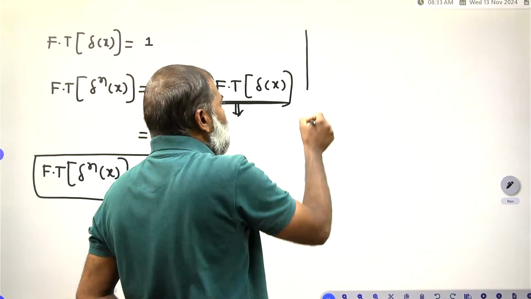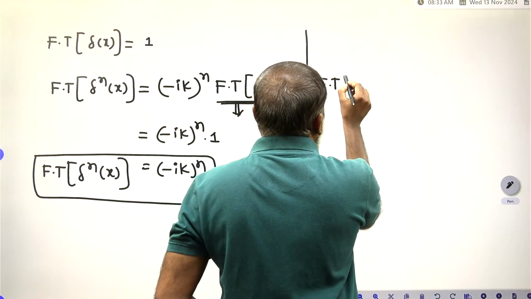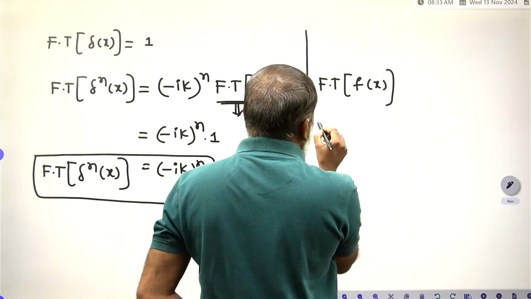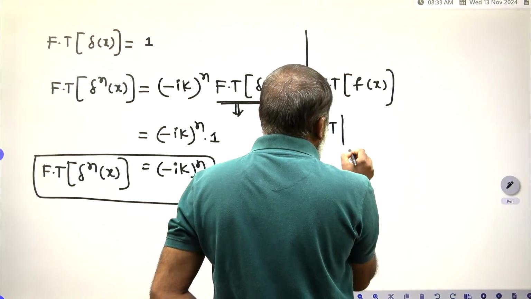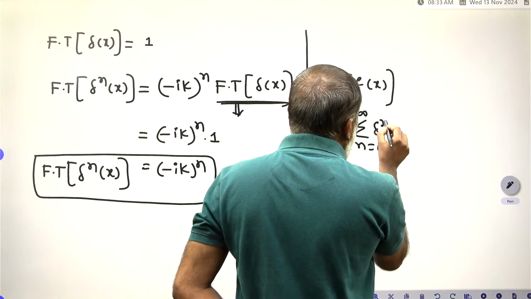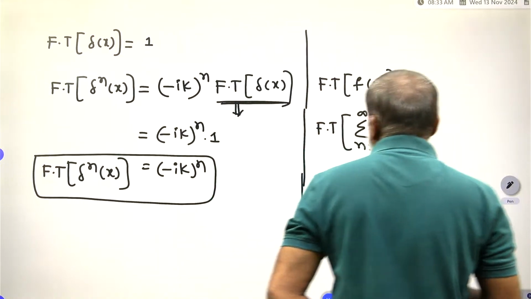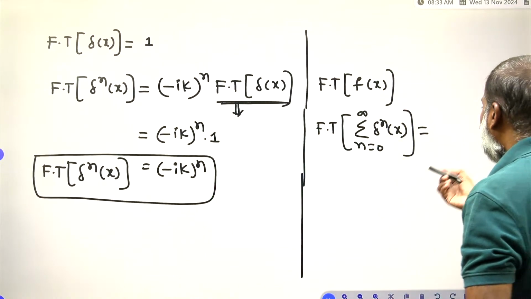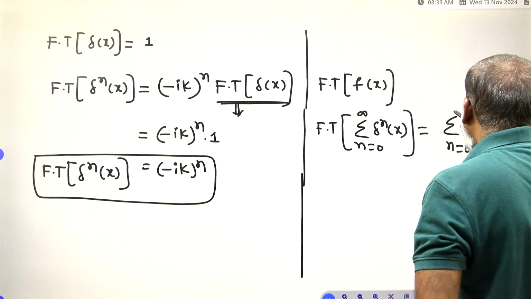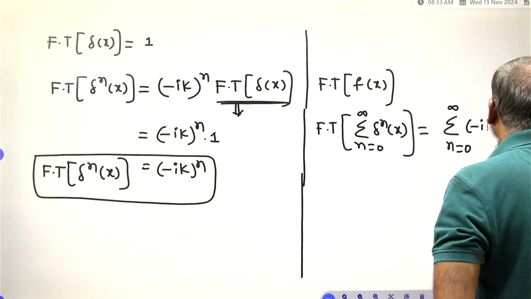Now what is our ultimate goal? Our ultimate goal is the Fourier transform of f of x. Already we derived f of x is equal to summation n equal to 0 to infinity of the nth derivative of the Dirac delta of x. This is the Fourier transform. Clear? Now see what we have to write. Therefore, summation n equal to 0 to infinity, minus ik all to the power of n.